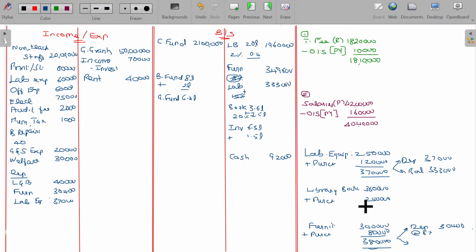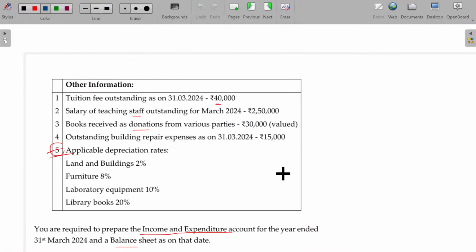In case of library books, I'll keep it pending. Because I have seen donation received from various parties. The donation is not in the form of cash, but in the form of books. Right. Then how can you show that in your books? Donation of books. How can you record?